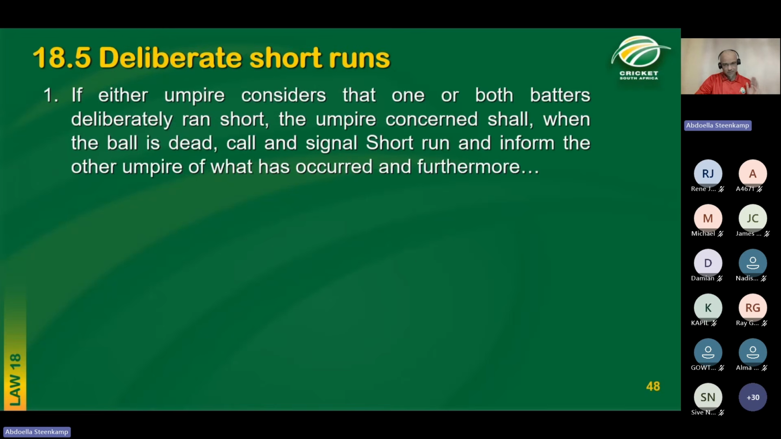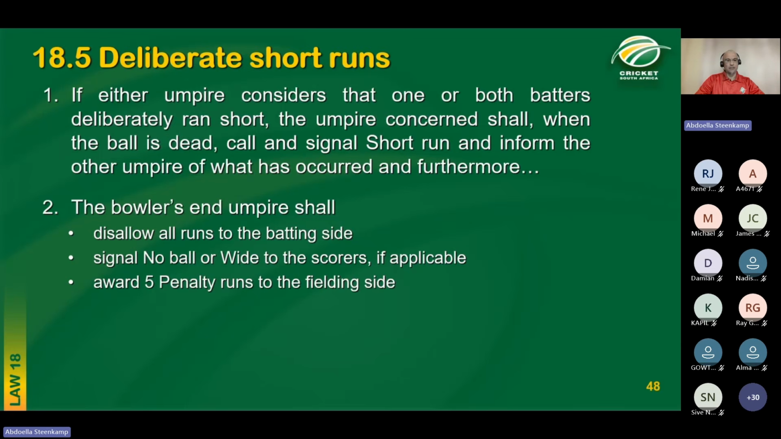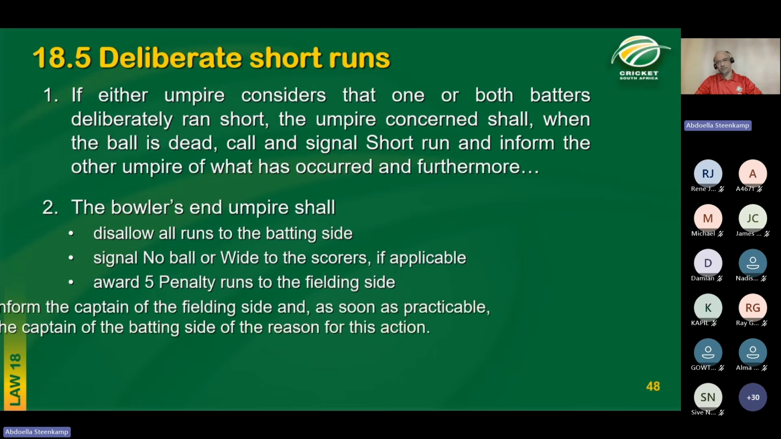So what is the punishment for a deliberate short run? Firstly, as soon as either of the umpires sees a batter deliberately run short, you need to call and signal short run. Then what else do you need to do? Disallow all runs to the batting side. If they ran 2 or 3 or 4 or even 6, no runs are to be added to the batting side. If there was a no ball or wide, that is to count. 5 penalty runs will be given to the fielding side.